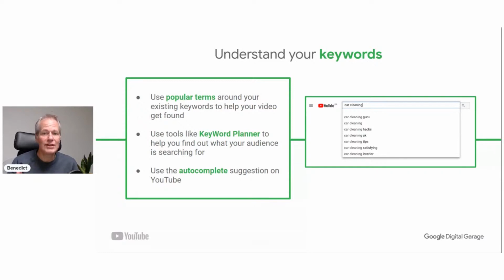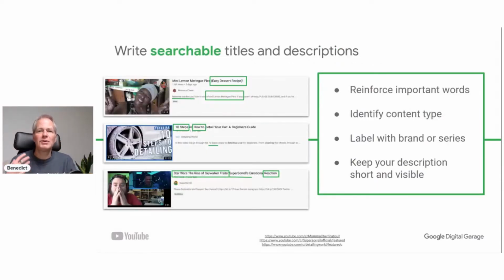So once you know your keywords, use them to be searchable. So write searchable titles and descriptions. So important. Now, descriptions can convey valuable information that really helps viewers find your videos in search results and understand what they'll be watching. So well-written descriptions with the right keywords can boost views and actually watch time because they help your video to appear in search results.